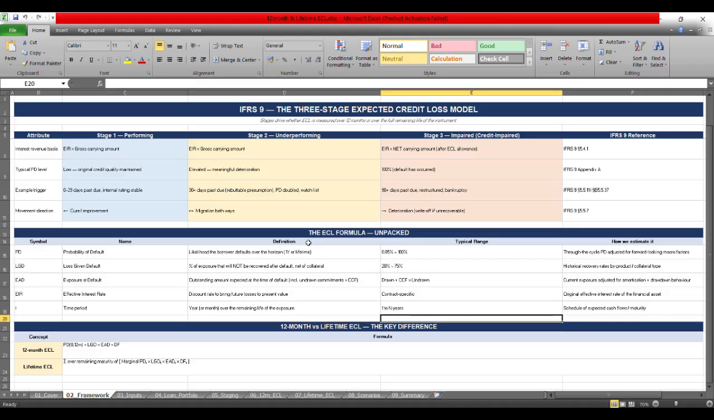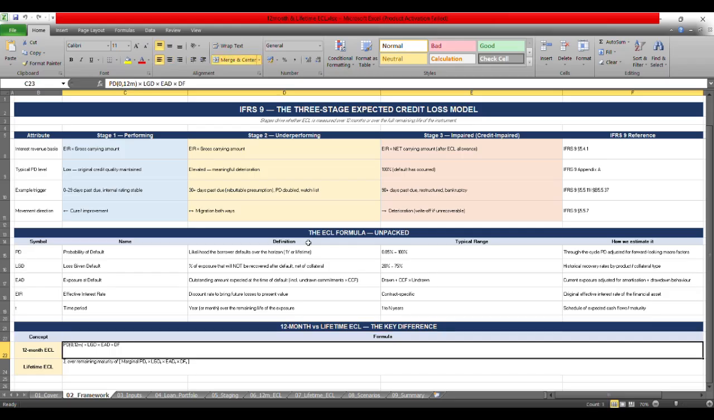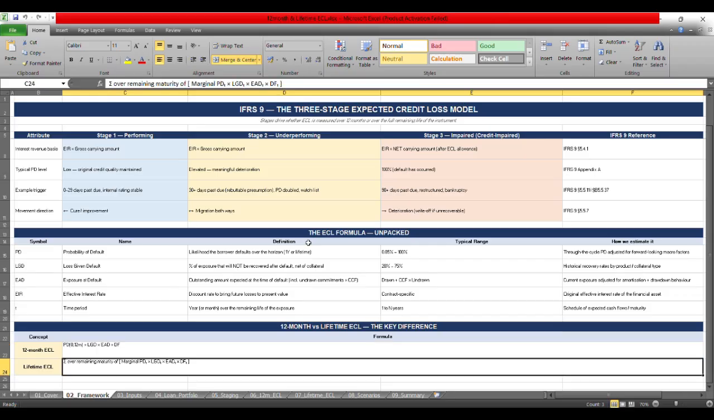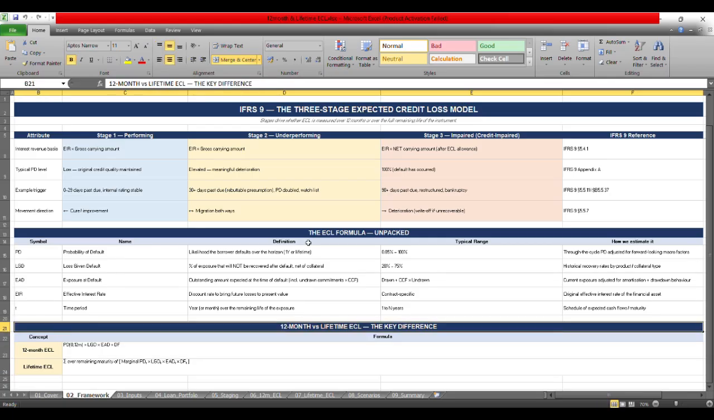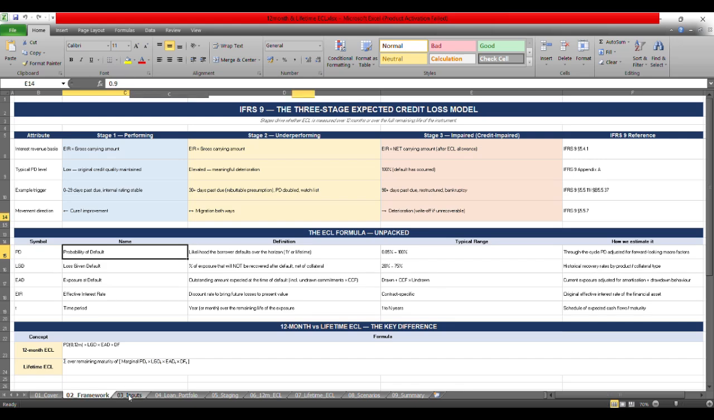And then at the bottom, you will see the 12-month ECL versus the lifetime ECL. You can see the clear comparison over here. 12-month ECL is one calculation, for one period, whereas lifetime ECL is a sum across every future year until the loan matures. I hope that you have got the point. Cool. Now let's look at the inputs.